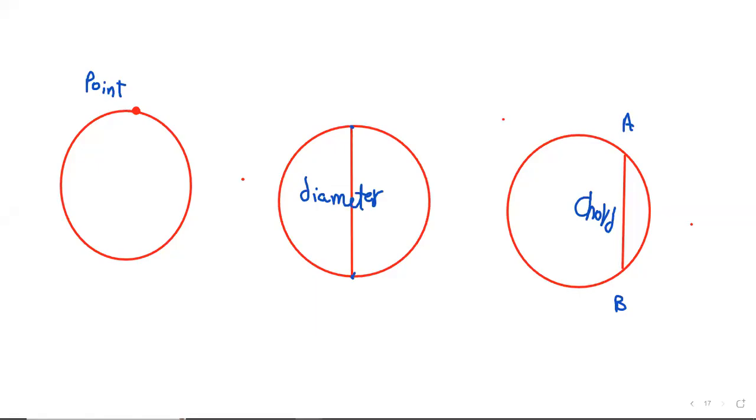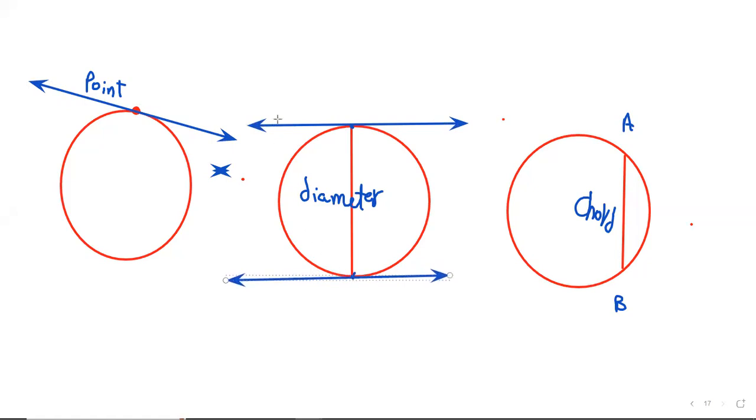How many tangents can be drawn from a point on the circle? Only one tangent. We can draw only one tangent from a point on a circle. From the two endpoints of a diameter, we can draw two tangents, and the two tangents are parallel. So we can draw two parallel tangents. And from a chord inside the circle, we can draw two tangent segments, and the two tangent segments will meet at a point outside the circle.